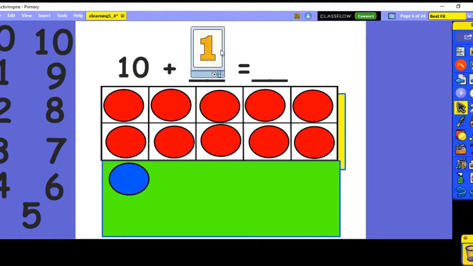Okay, one more. 10 and one more. We have our group of 10 here, and let's count up one more. 10, 11. 10 and one more is 11. So here's our 10, here's our 1, and that makes 11.